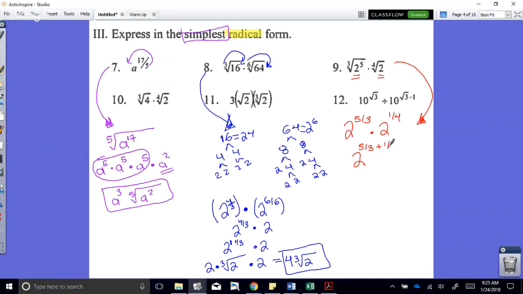So I now have 5/3 plus 1/4. Okay, my goal here is to add those two together. In order to do that, we have to get a common denominator. I can make 3 and 4 both become 12. So I've got 5/3 plus 1/4. To get 3 to become a 12, I multiply by 4, so the 5 becomes a 20. To get the 4 to become a 12, I multiply by 3, so the 1 becomes a 3. That gives 23 over 12.